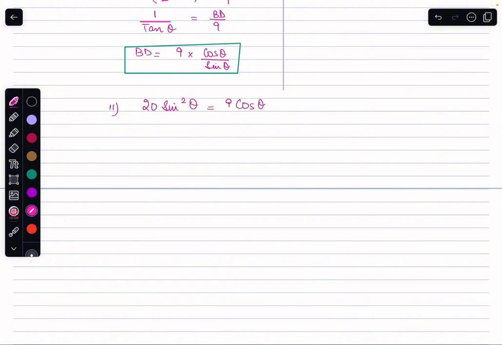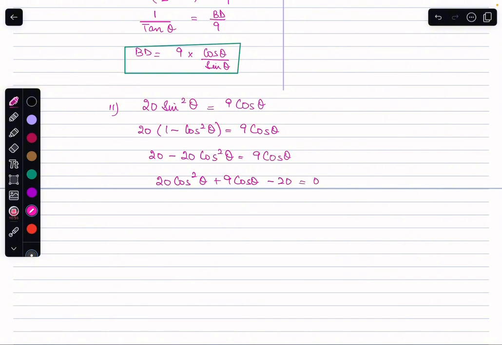It's 20 sin squared theta equals 9 cos theta, and we know that unless the entire equation is in terms of one trigonometric ratio, we cannot solve it. Here, sin squared theta can be replaced by 1 minus cos squared theta, which equals 9 cos theta. So I can say 20 minus 20 cos squared theta equals 9 cos theta, or 20 cos squared theta plus 9 cos theta minus 20 equals 0.